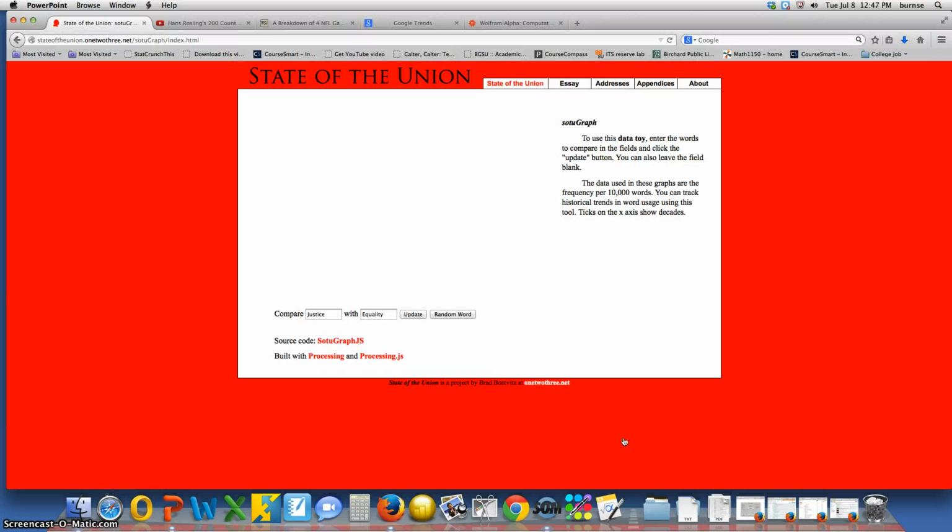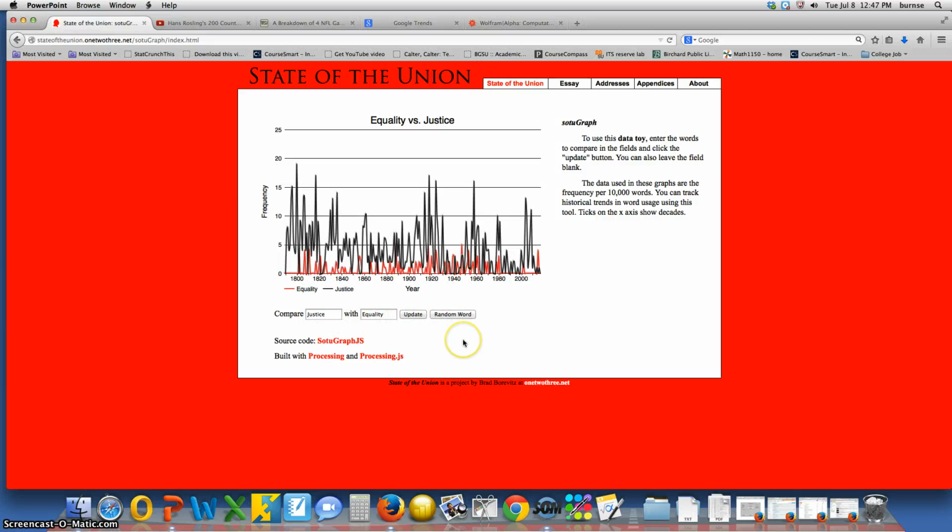Then the same site has another graph about the frequency of words that were used. So if I switch over to it, you can compare two words like justice with equality, and it shows you the frequency, how often these words were used during different time periods in the State of the Union addresses. So that's just a fun website that makes interesting graphs.